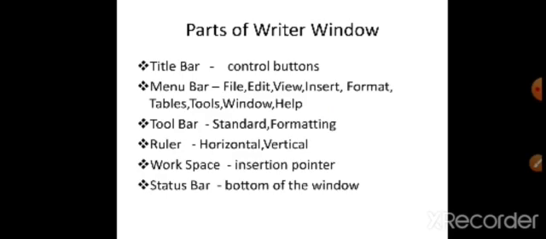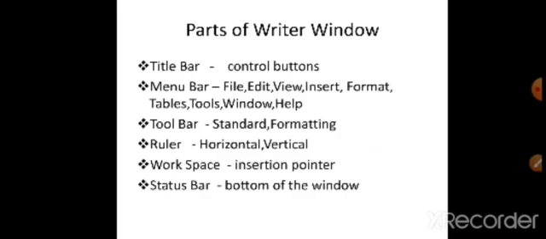Next, let us see the parts of the Writer window. The contents of the Openoffice Writer window are the title bar, menu bar, toolbar, ruler, workspace and status bar. The first one, the title bar, is displayed at the topmost part of the window, and displays the name of the document and also the name of the application. Here the name of the document is Untitled 1 and the name of the application is Openoffice Writer.